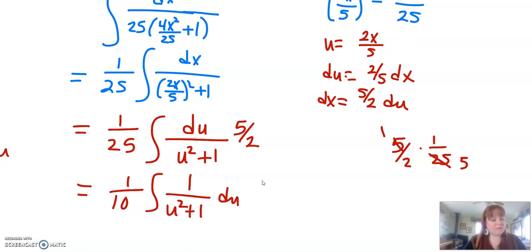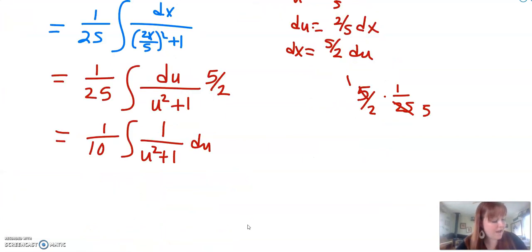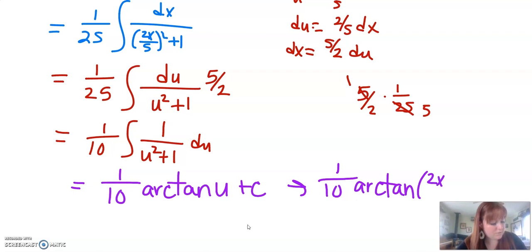Okay, we are finally in this arctan form, right? 1 over 1 plus u squared. Awesome. So we can just know that the integral of that equals 1/10 times arctan of u plus c. And what was u? Well, u was 2x over 5, or 2/5 x. So we're going to sub that back in. So we have 1/10 arctan of 2x over 5 plus c.